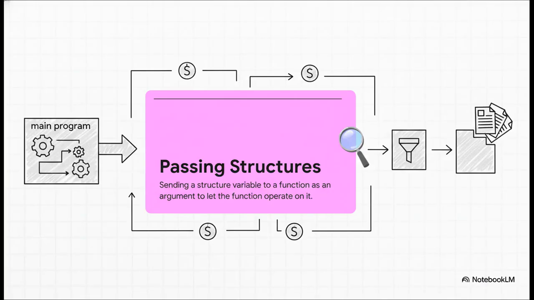Honestly, this is a total game changer for keeping your code from becoming a tangled mess. Instead of jamming everything into your main program, you can create these little specialized, reusable tools, these functions, that just do one job and do it well. Think about it. You could write one function whose only job is to take a student struct and print its details out perfectly, every single time.